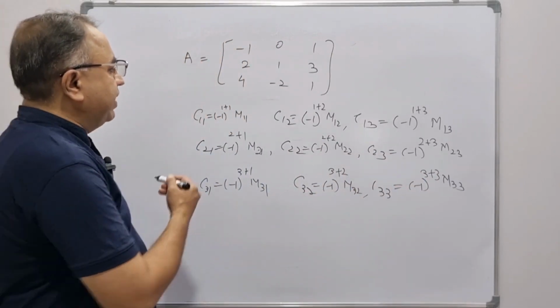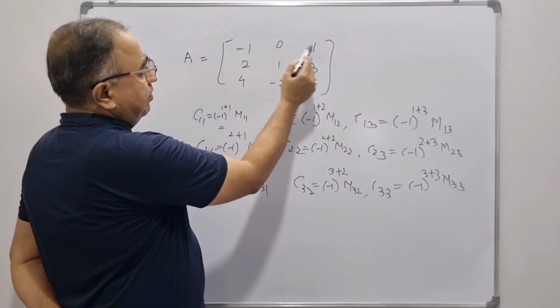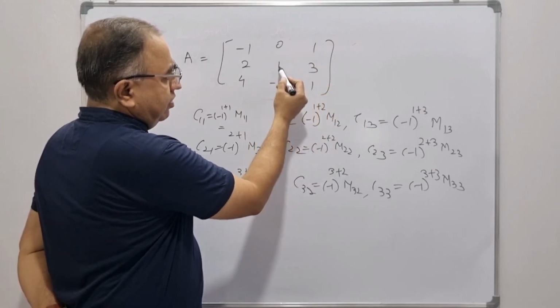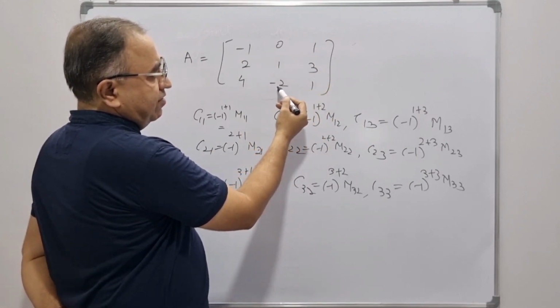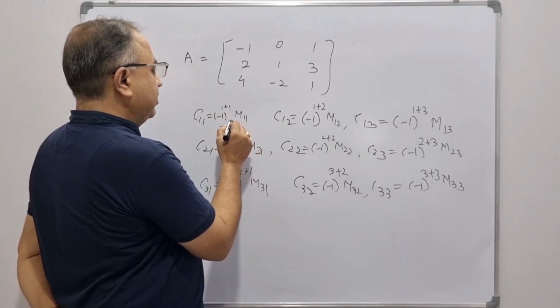Now to find the minors. Here M11 means suppressing the first row and first column. This is a 2 by 2 determinant: it's 1 minus minus 6, that is 1 plus 6, which is 7. So it comes to 7.